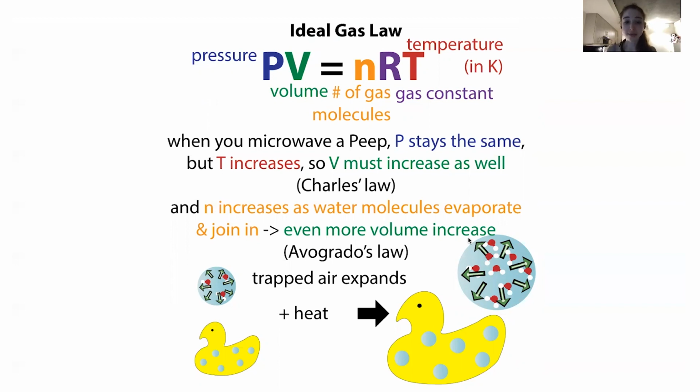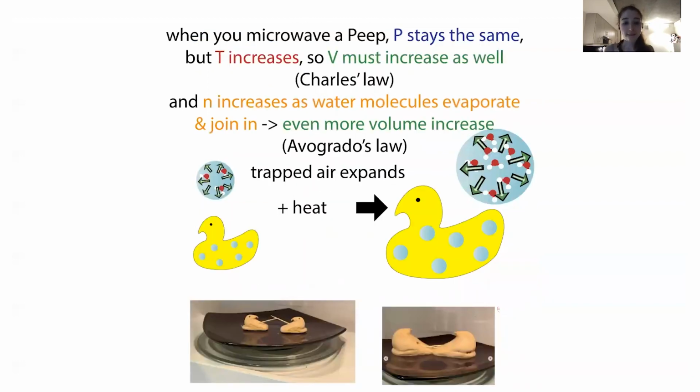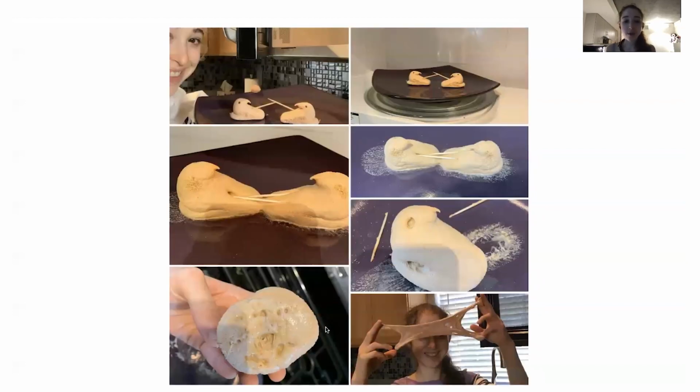Now you're going to have increased pressure as well, and this is going to be pushing against the walls. And this is going to be making your Peeps expand. And when the Peeps expand, what's going to happen? Because they're trapped in that gelatiny gooey mesh, the gas can't get all the way out, and so it's going to be trapped in here. And this is why you're going to get the Peeps expanding instead of the gas just moving out of the Peeps.